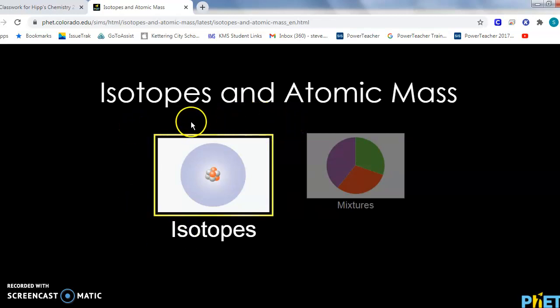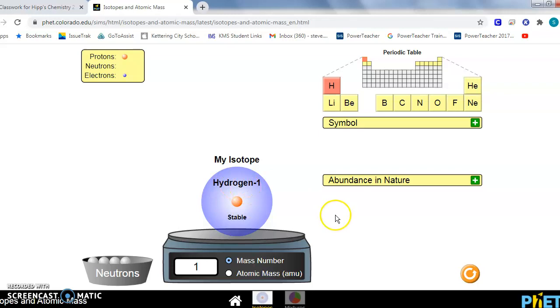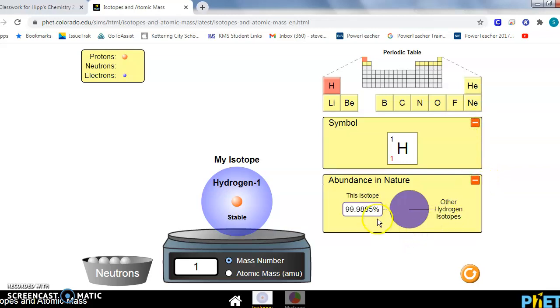You'll come to this page right here, isotopes and atomic mass. We'll use the mixture portion of this, the last part of the lab. But we'll start with the isotope portion first. First, we click on this. You'll want to click the positive sign right here so that you can see the nuclear symbol. And you'll want to click the abundance in nature so that you can see the percentages of each of the isotopes in nature.